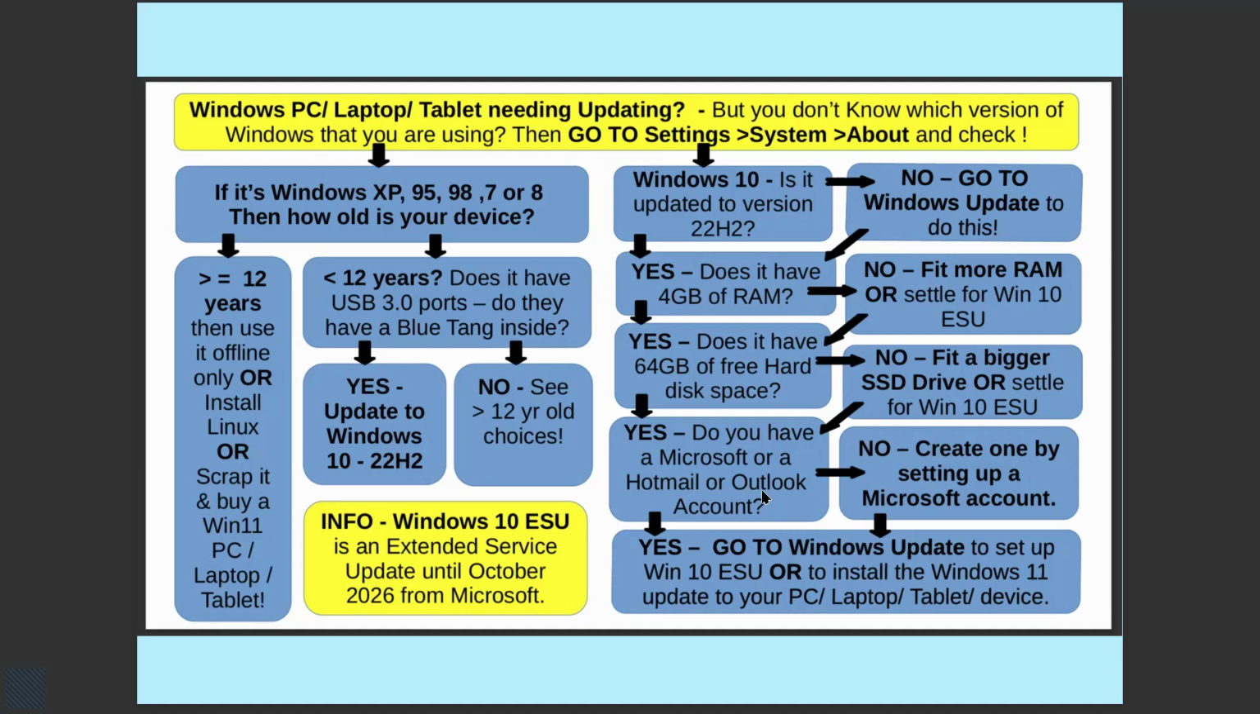Outlook email account? If you don't have one, you need to set one up on the computer that you have or the laptop that you have by opening up a Microsoft account. Again, it will be a Hotmail or Outlook account generally. Finally, if you've passed all the yeses, you can update your computer and install to Windows 11 if you meet all the requirements. If not, then Windows Update will offer you Windows 10 Extended Service Upgrade. And I'll show the flowchart for that on the next slide.